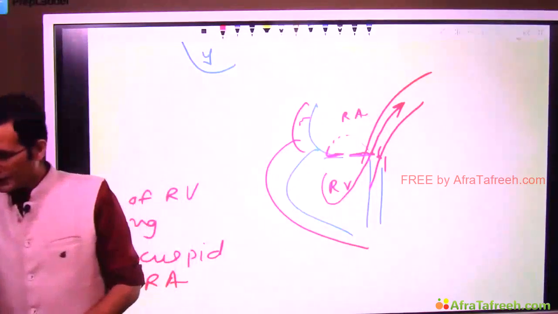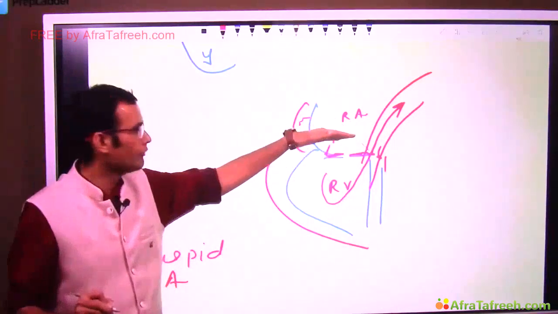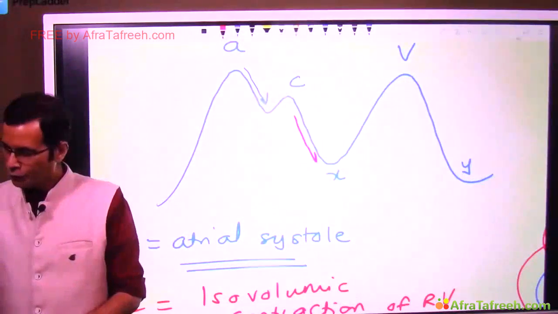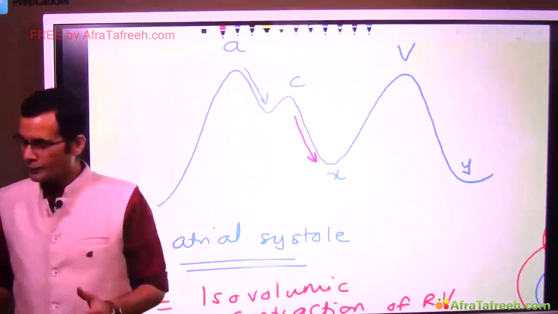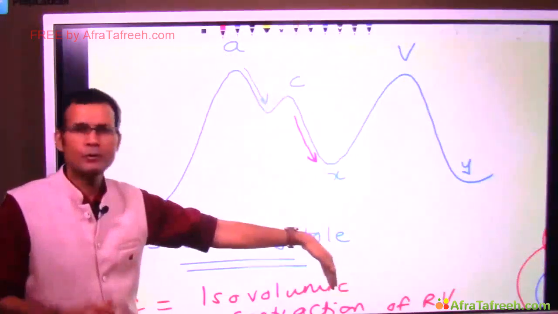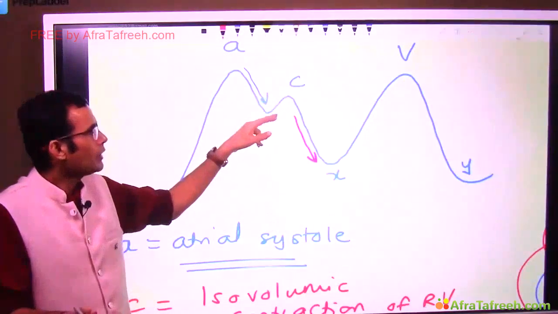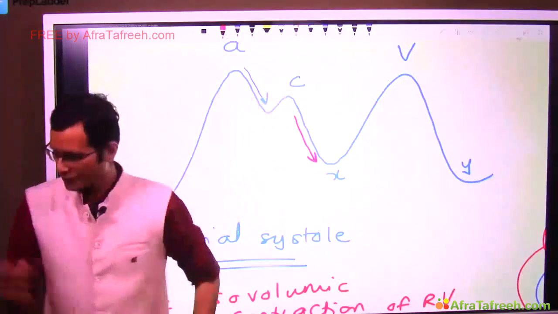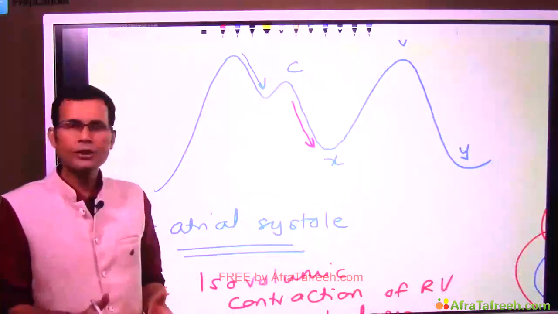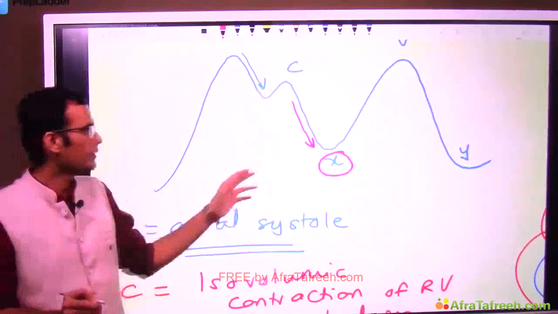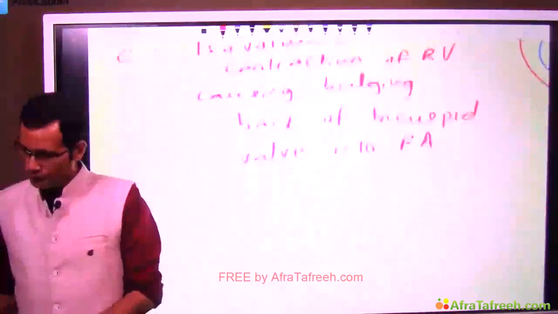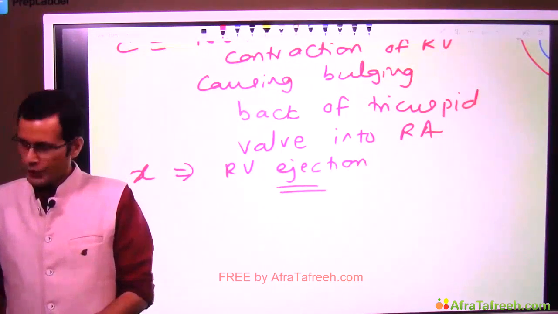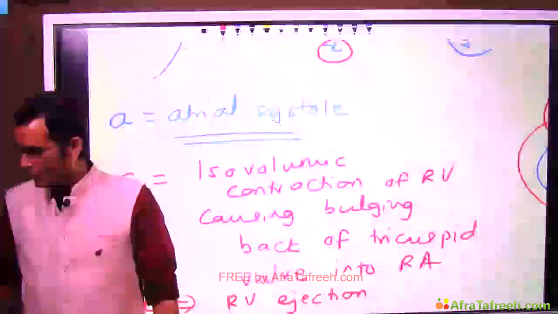And therefore what happens? This ballooned tricuspid valve will come back to its normal position and the pressure will continue to fall in the right atrium. So you understood this. Right atrial pressure was falling anyways because it's an atrial diastole. But because of that bulged backward tricuspid valve, just a small rise of pressure will happen in the form of C wave. Then the pressure will continue to fall, and that's given as X downslope. So X downslope is because of the right ventricular ejection phase.